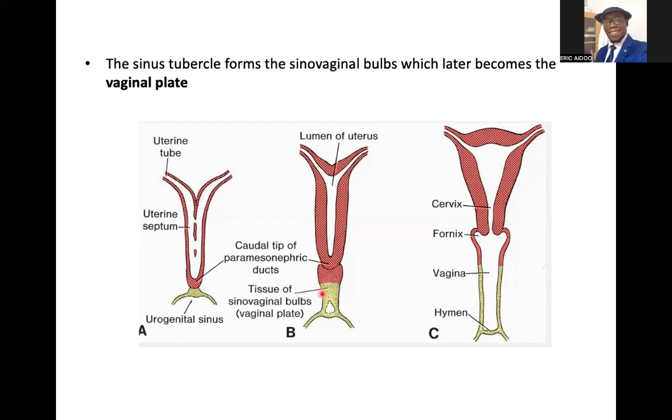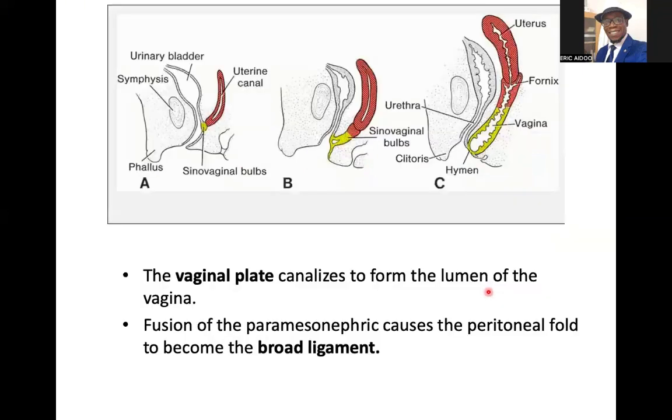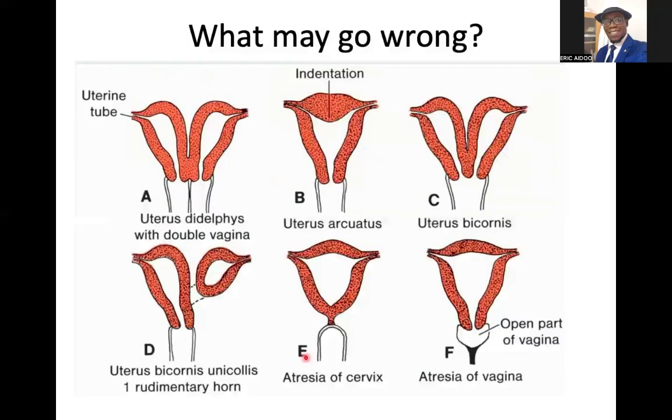Eventually, the vaginal plate is going to canalize to form a lumen. Okay, that will form the vaginal canal. So here again, we have sinovaginal bulbs where the sinus tubercle was occurring. So that is what happens. Then you have the fusion of the paramesonephric ducts that will cause this peritoneal fold to form broad ligaments.